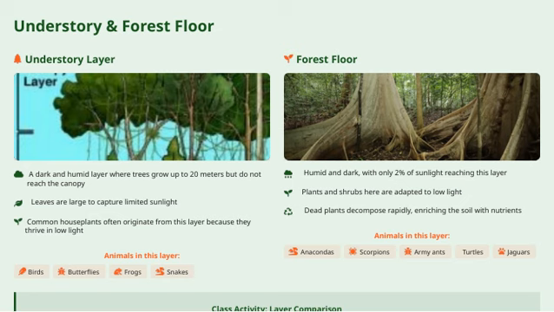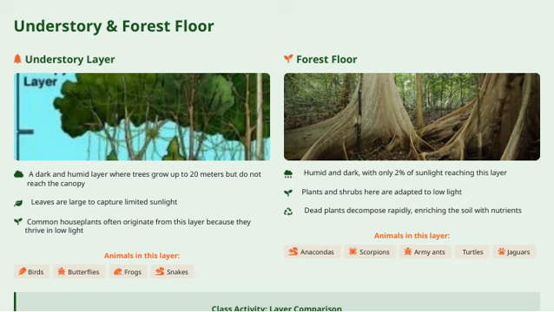In terms of wildlife, you'll find birds, butterflies, frogs, and snakes making their homes in the understory. These animals have adapted to the shaded, humid environment, often hiding among the thick foliage. Moving down to the forest floor, this layer is even darker and more humid. Only about 2% of sunlight filters down here, so plants and shrubs are specially adapted to survive in such low light.